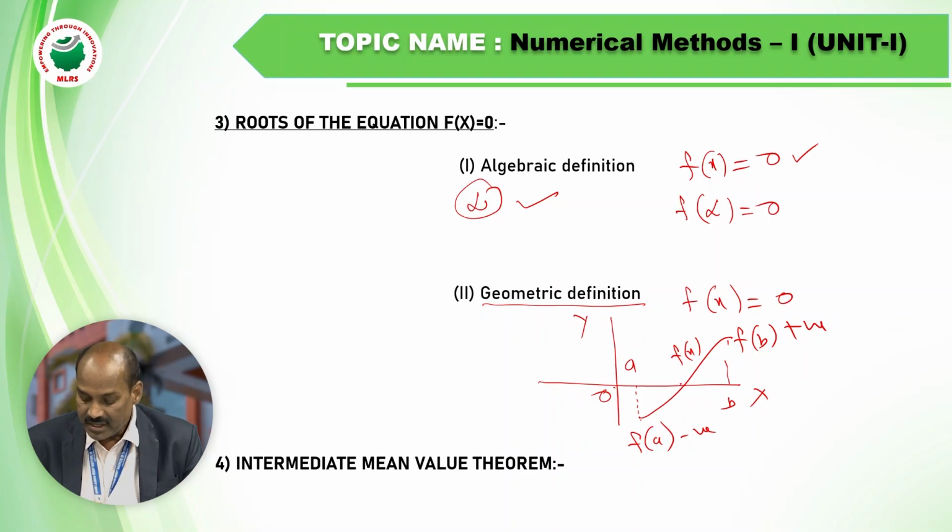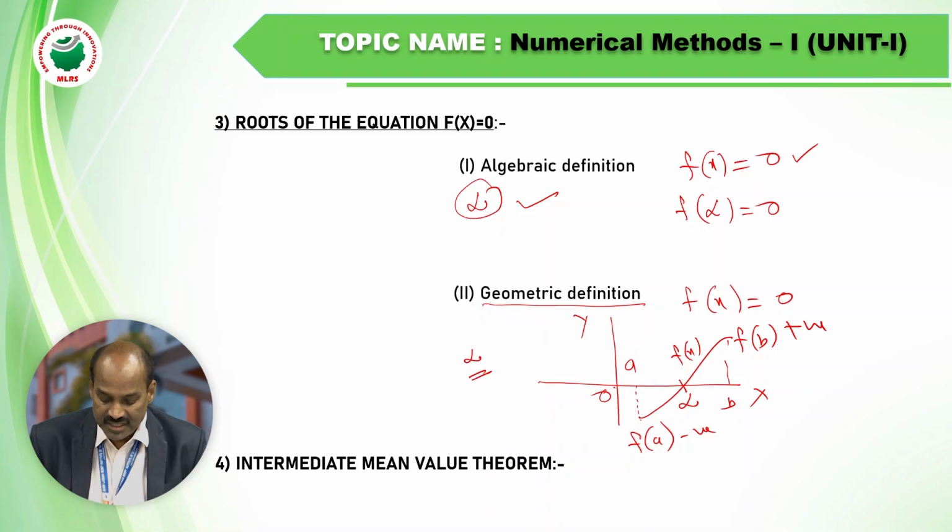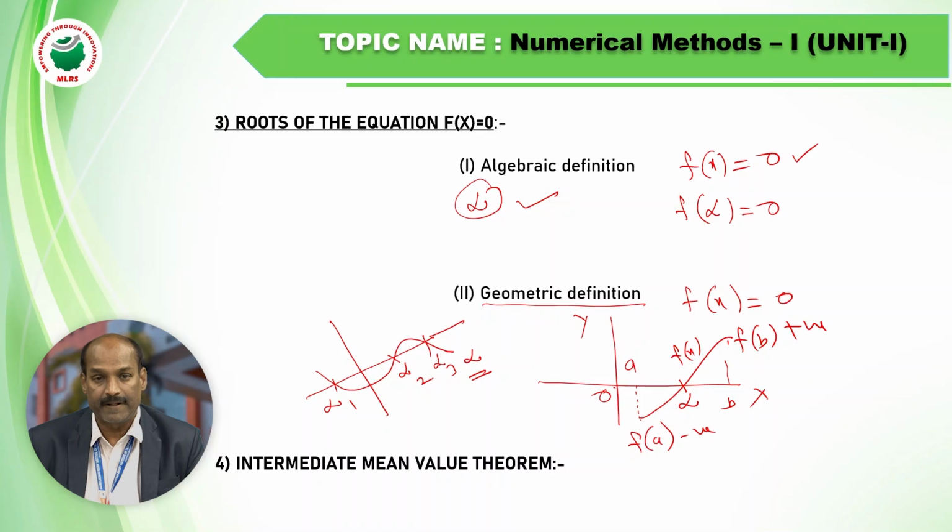And you see here this graph of the function crosses the x-axis at alpha. So this alpha is defined as the root of the equation f of x equal 0. And see this graph. Suppose this is the graph of f of x. Here what is this intersection point? Alpha 1. What is this intersection point? Alpha 2. What is this intersection point? Alpha 3. Therefore, alpha 1, alpha 2, alpha 3 are the roots of the equation f of x equal 0.